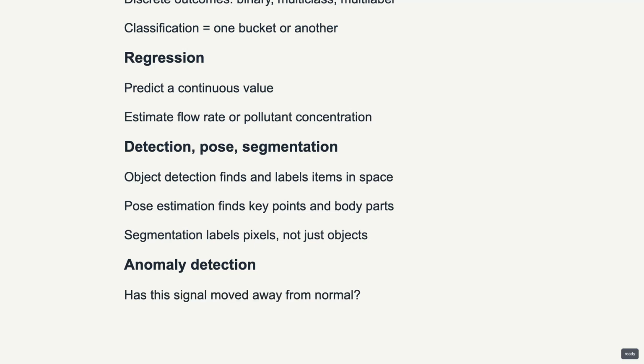A current spike, a drifting calibration, or an unusual vibration pattern all count as departures from expected behavior. At the edge, that matters because the device is close to the process and can react before the problem grows.